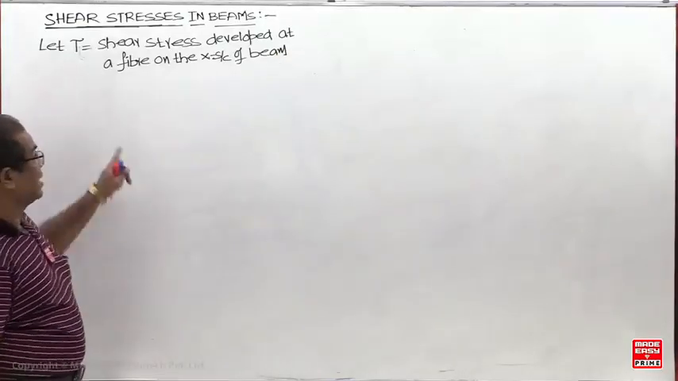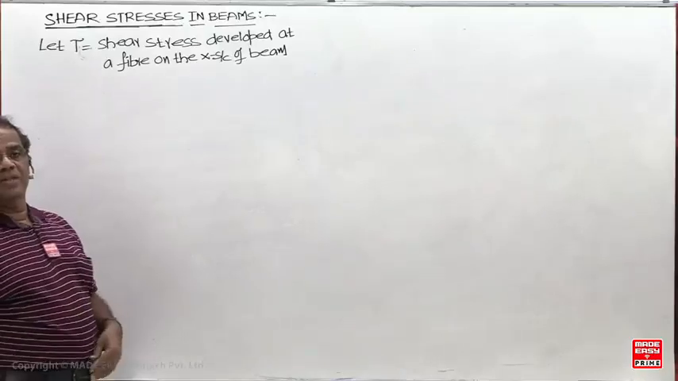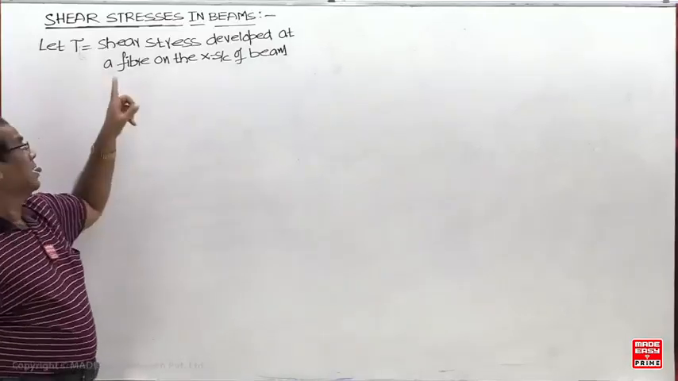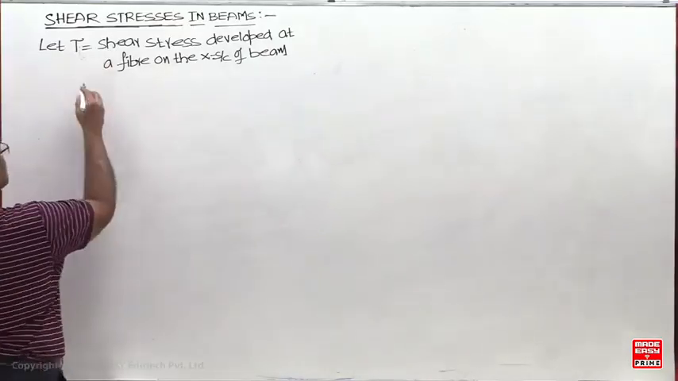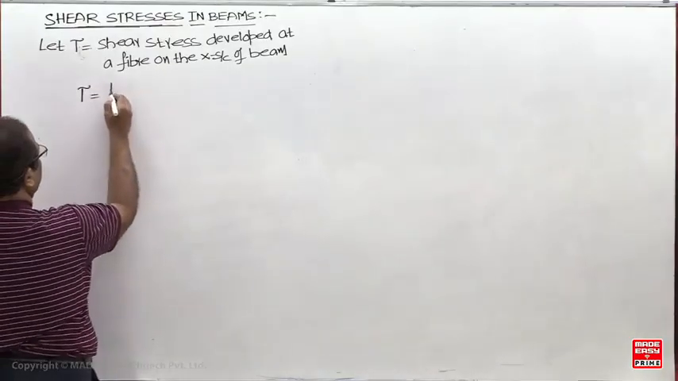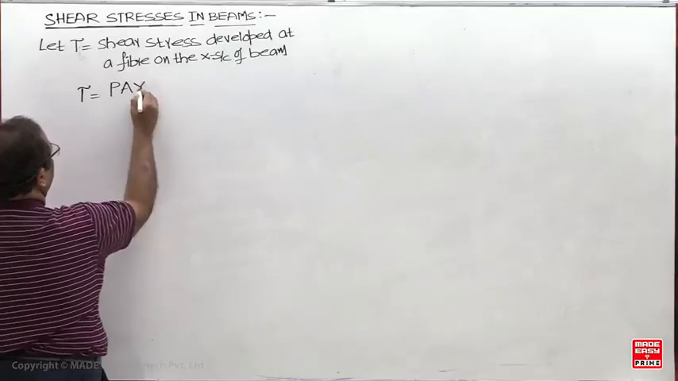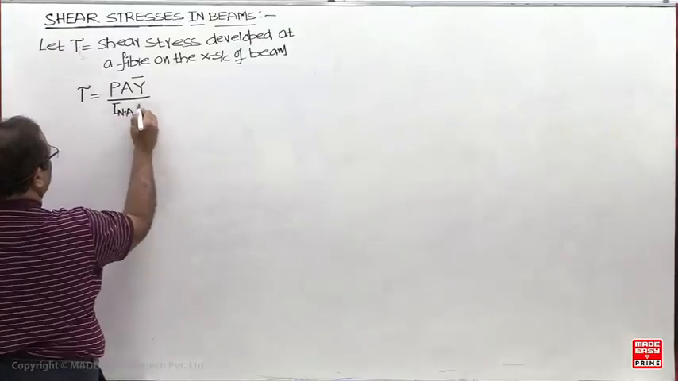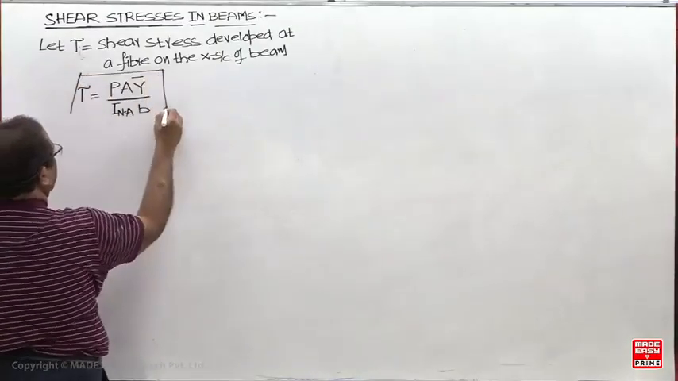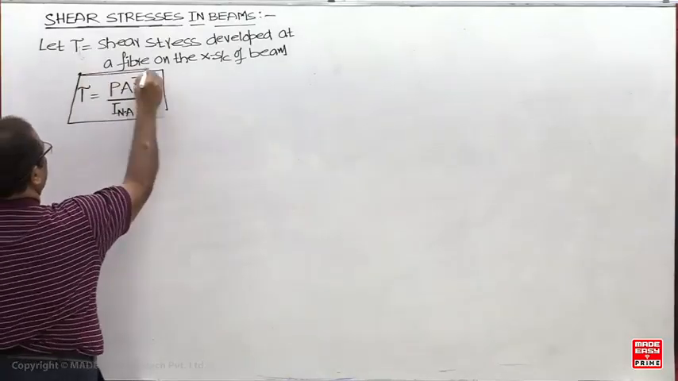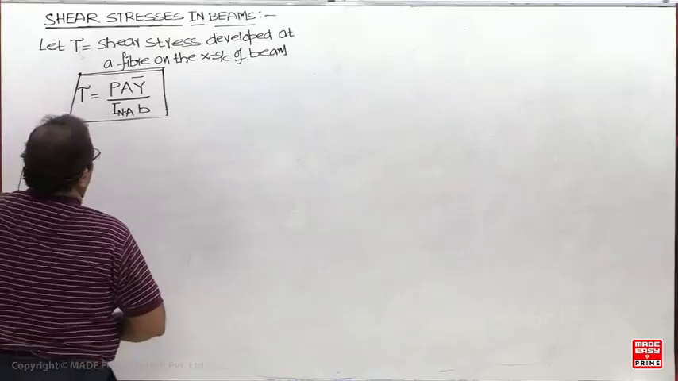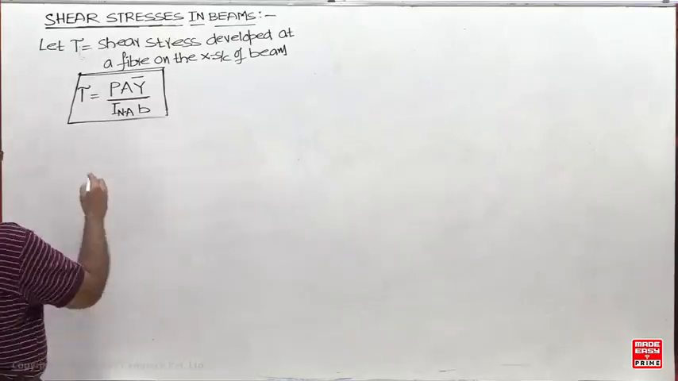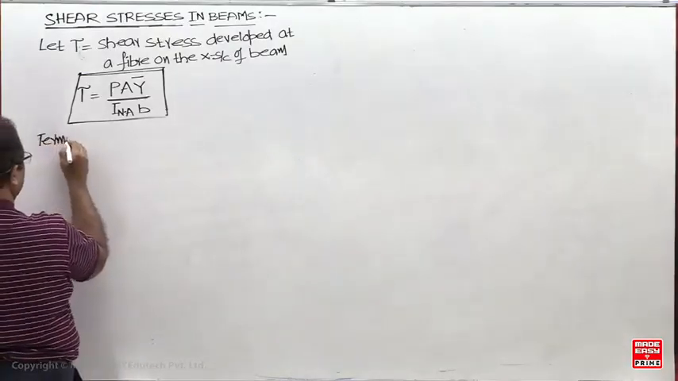We have studied how to find out the bending stress at a fiber. Bending stress at a fiber is calculated by M by I or E by R or sigma_b max into y by y max. Now we are going to discuss how to find out the shear stress. The equation is P A y bar upon I into B. Now this is one equation that should be remembered. So now, what is the terminology in this equation?